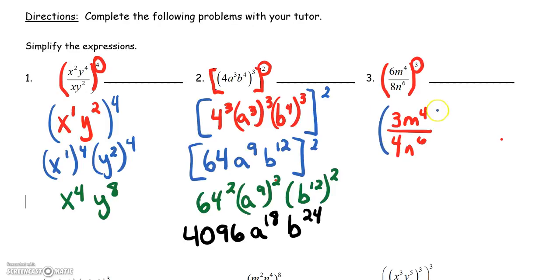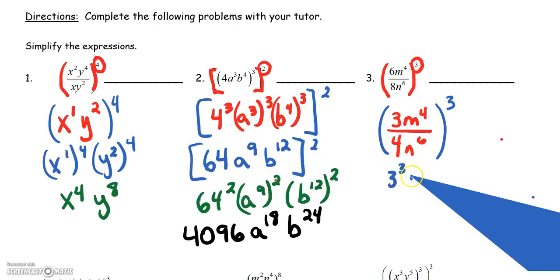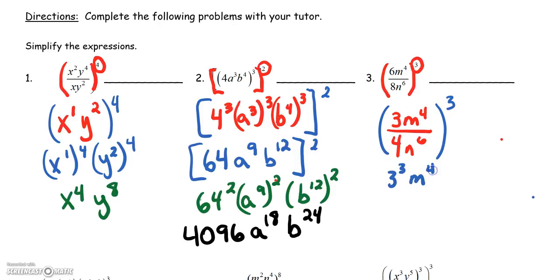And then now we'll handle our cubed. Remember, we have to take every single piece of this term inside the parentheses to the third power. So we'll do 3 cubed, we'll do m to the fourth cubed, over 4 cubed and n to the sixth cubed.